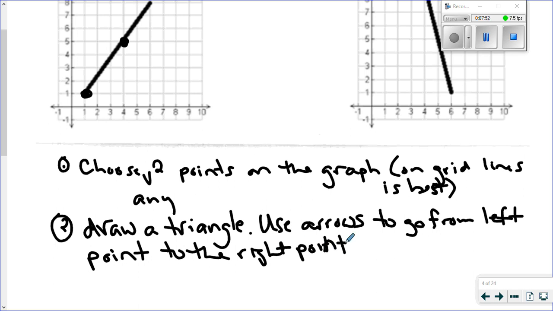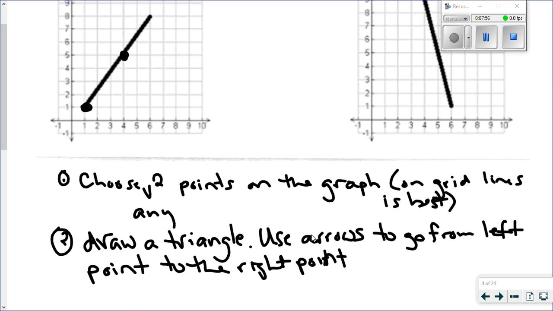I'll spell point correctly. Okay, so, oh, there's somebody emailing me.